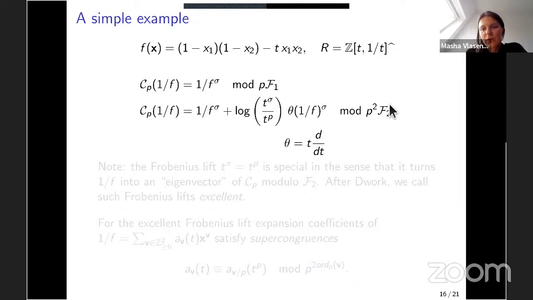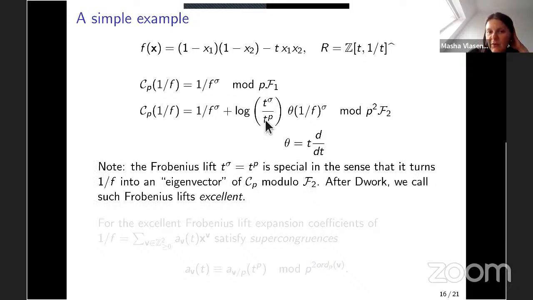But if I look modulo the second step in the filtration, we have the following refinement of this formula, where a derivative of 1 over f appears, the logarithmic derivative. What we note here, so this log is defined formally in the power series because t^sigma over t to the p is congruent to 1 modulo p. This will be a well-defined element of the ring R. We note from this formula that t^sigma equals t to the p will be the Frobenius lift for which this term is 0.